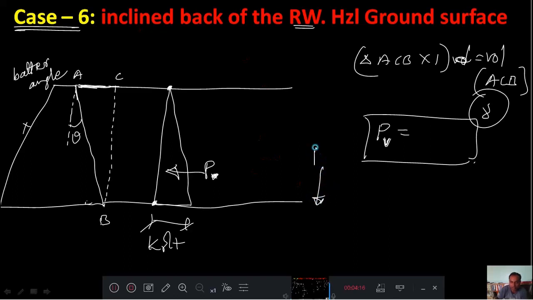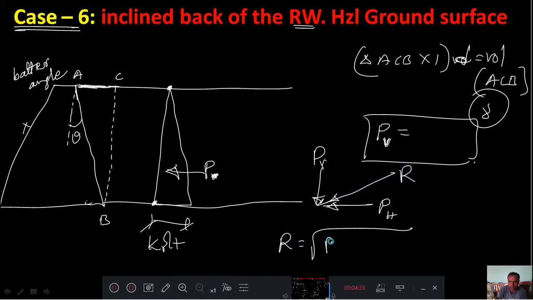Once you get the weight of ACB, that is PV, and you will get a horizontal stress by considering the BC as a retaining wall, then you will get pH. This is your pH and this is your PV, and exactly if you want the resultant, then you can calculate this resultant. R is equal to square root of PV square plus pH square. Then where exactly will this be acting?